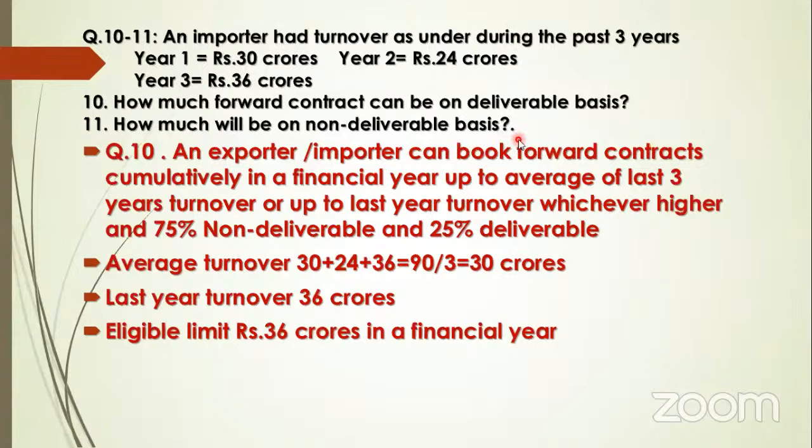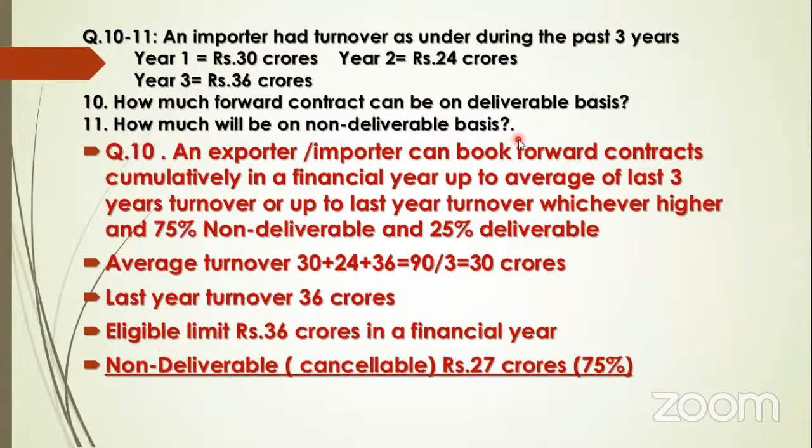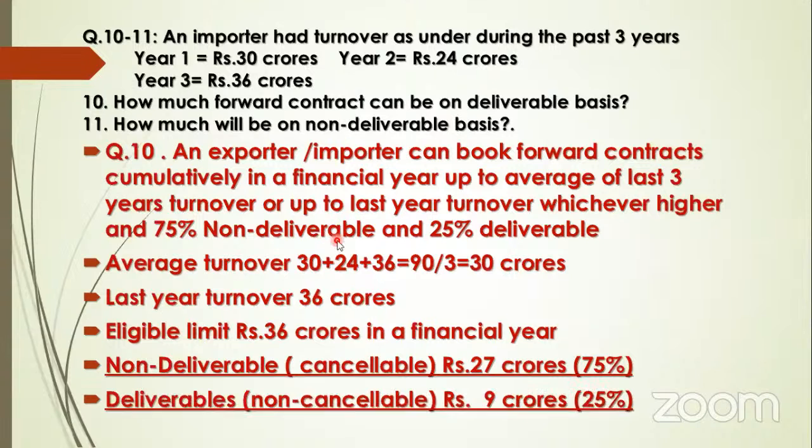Understood? Now the eligible limit you have to split. What is the eligible limit? 75% will be non-deliverable. What is non-deliverable? Remember, cancelable and rebooked within this limit. What is deliverable? What is the difference between deliverable and non-deliverable? In non-deliverable, profit will be given to him. Note down. In the non-deliverable component, profit, if any, on cancellation of the contract will be given to the exporter. But in the deliverable component, if it results in profit also, loss will always be recovered.